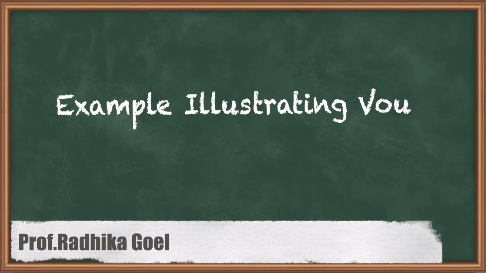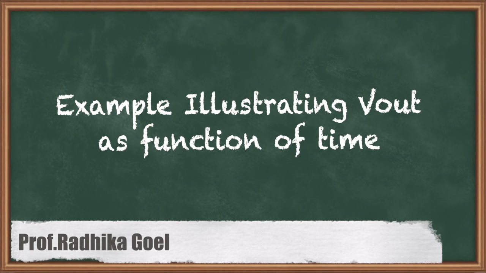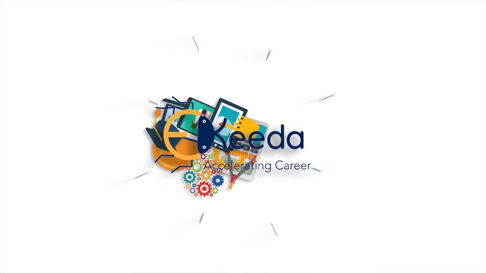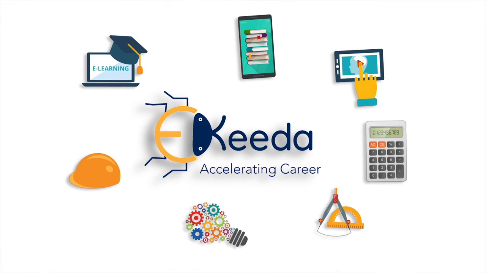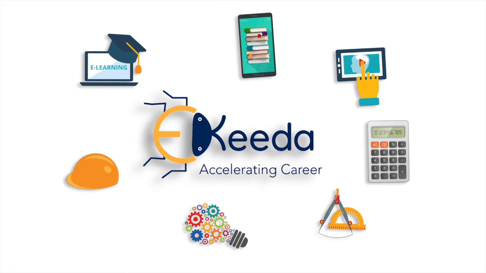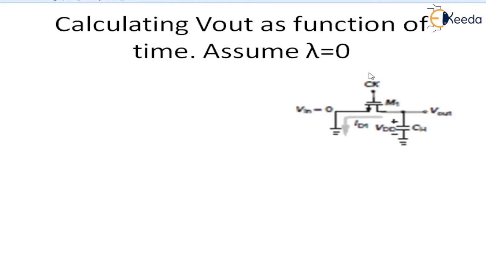Hello everyone. Today I will teach you the example illustrating Vout as a function of time. This Vout is of a transistor which is acting as a sampling switch under the name analog building block. So this is already the case which we have taken in the last lecture, that Vin is equal to 0.